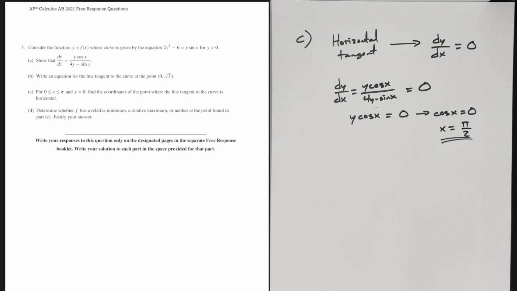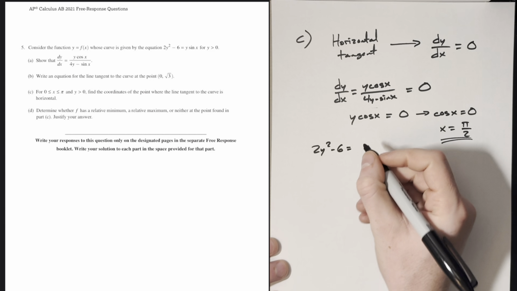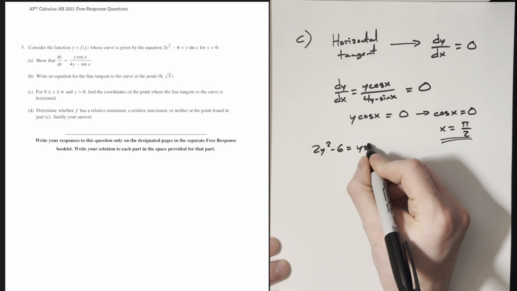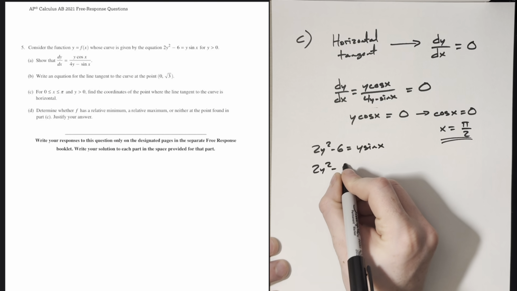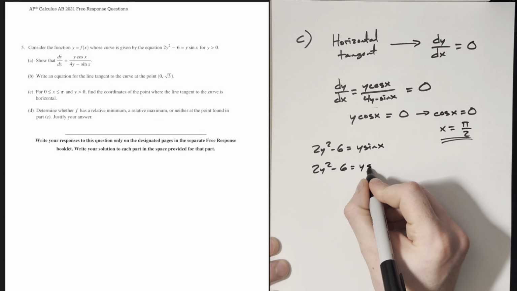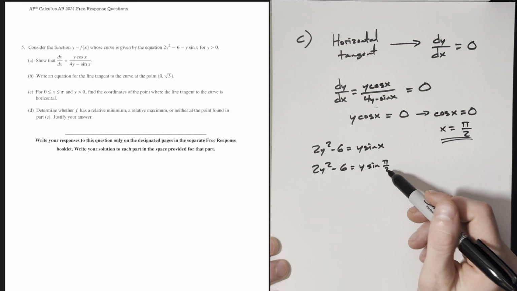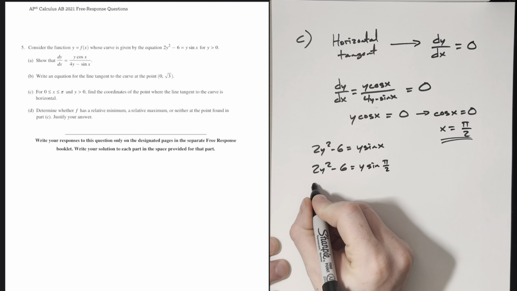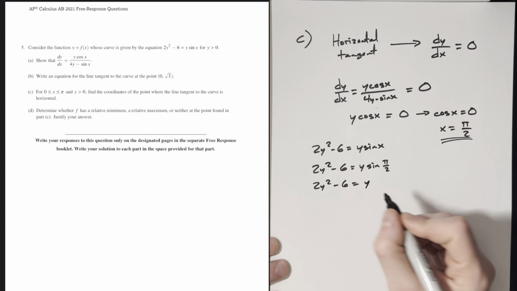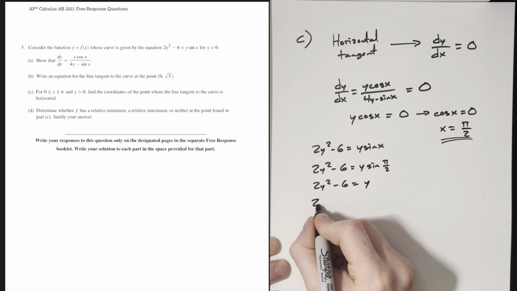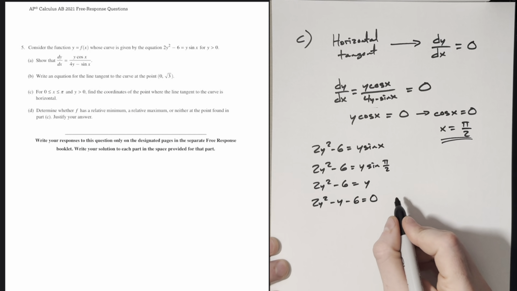Well, thankfully, they give us the equation of the curve, right? 2y squared minus 6 equals y sine x. And I have my x value, so I'll just plug it in. 2y squared minus 6 equals y times the sine of pi over 2. We saw it earlier, but the sine of pi over 2 is equal to 1. So 2y squared minus 6 equals y times 1, or just y. So 2y squared minus y minus 6 equals 0.